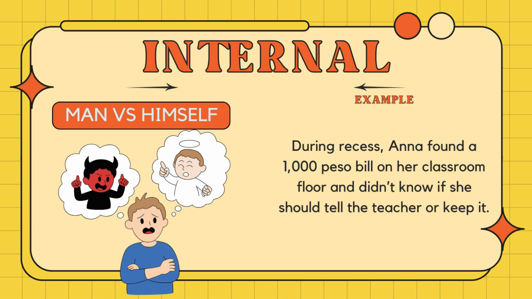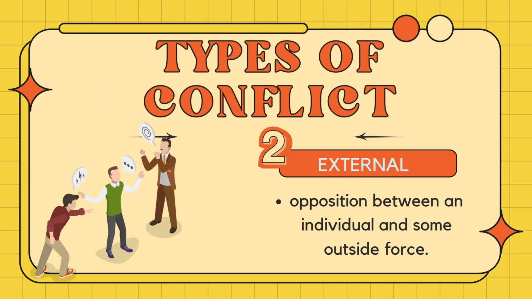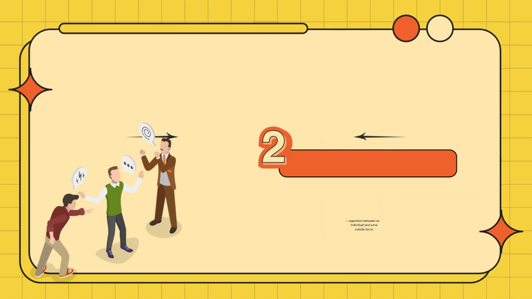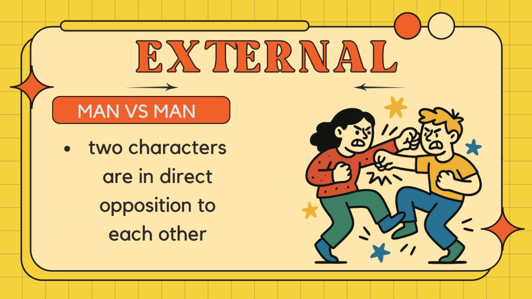Do you understand, class? Alright, now let us move forward to the second type of conflict, which is external conflict. It happens outside the person. It's the opposition between an individual and some outside force. It has 4 types. The first one is man versus man. This is where characters are in direct opposition to each other. 2 people fight or argue. That is man versus man.